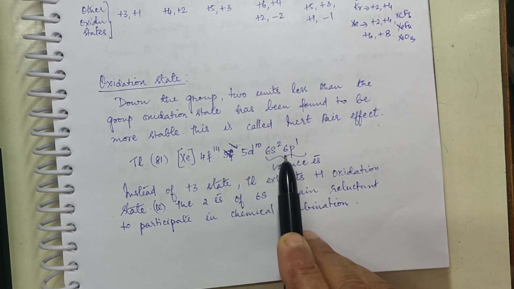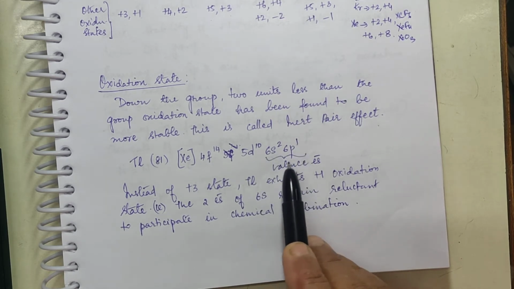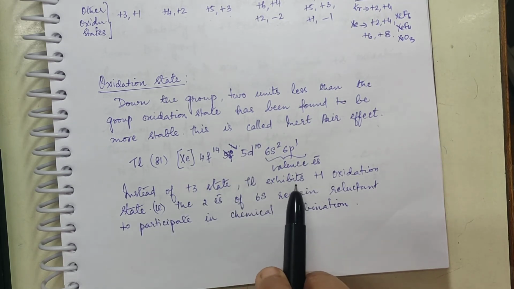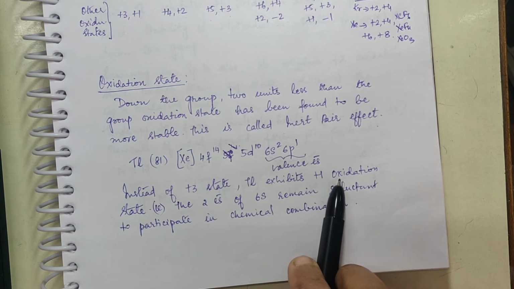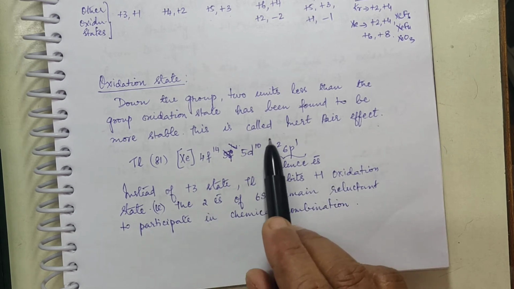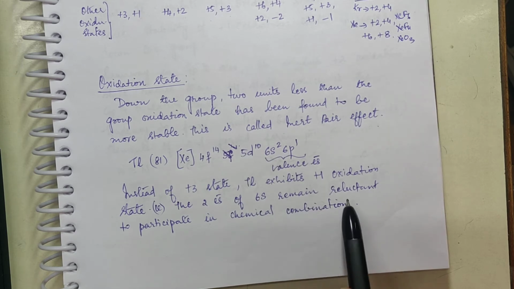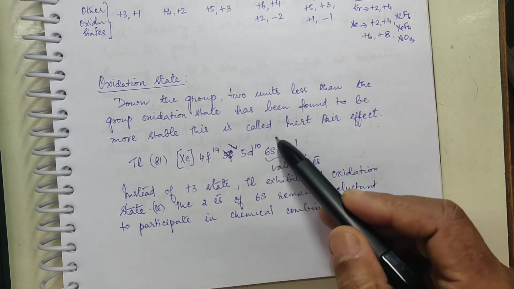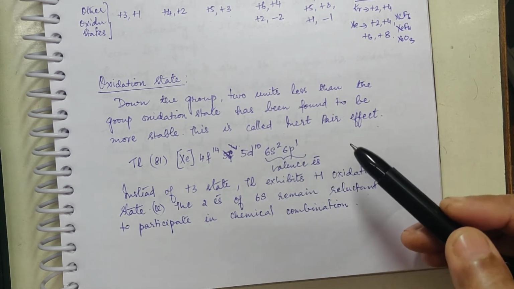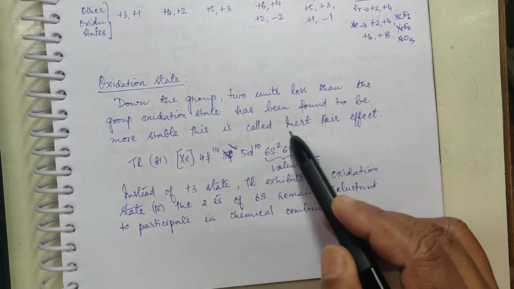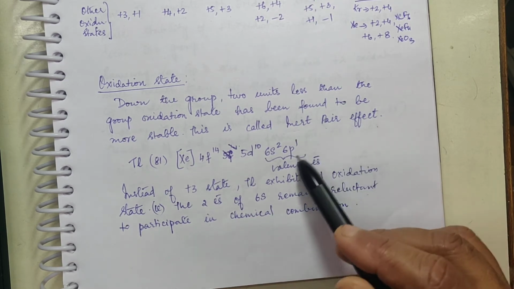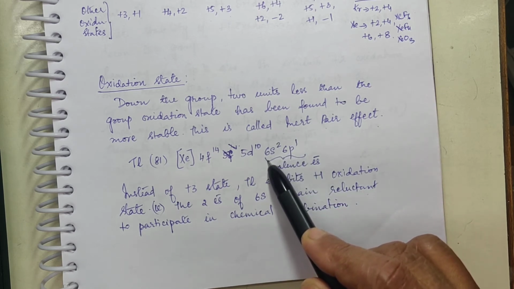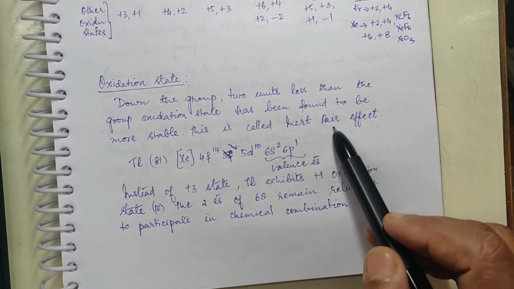Sixth shell, if you consider, the number of valence electrons are 2 plus 1, 3. Now instead of +3 oxidation state, this thallium is exhibiting +1 oxidation state. The 2 electrons of 6s remain reluctant to participate in chemical combination. So this pair of electrons is remaining inert. That is why the effect is called the inert pair effect. One pair of electrons is remaining inert towards chemical combination, so it is called the inert pair effect.